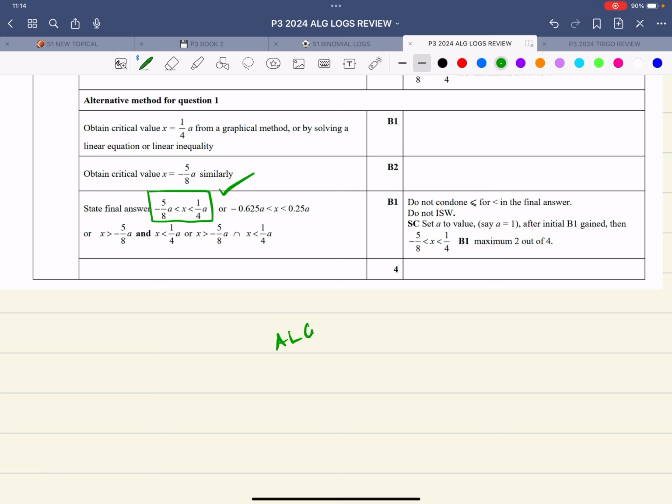So this is algebra review. But in this particular review, I have focused on modulus function, whether it's about a sketch, whether it's about an inequality.